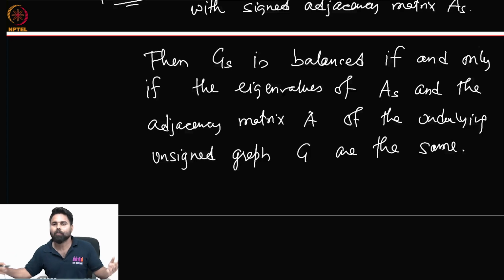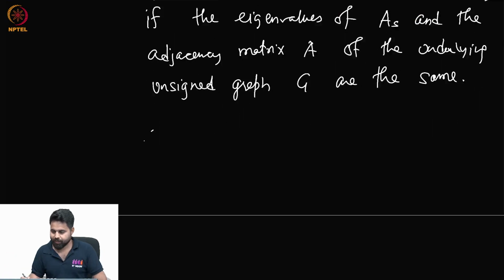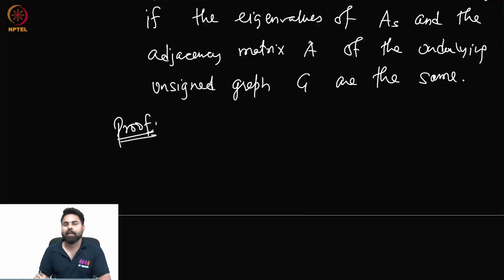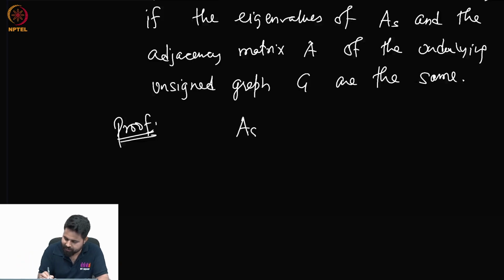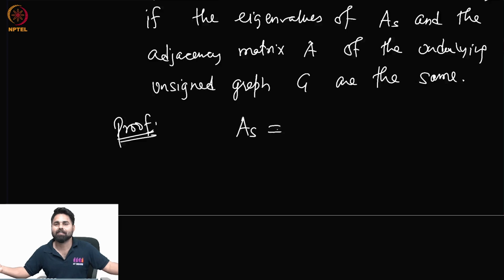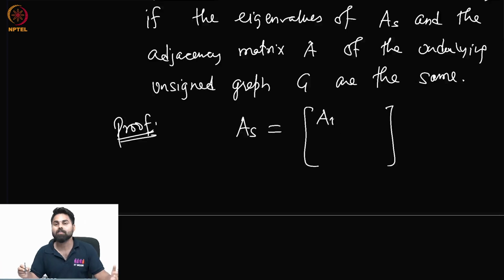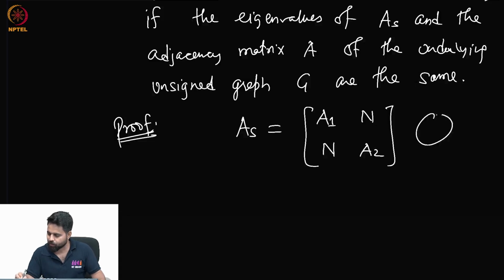Okay, so let us prove it. How to prove this beautiful claim? Now assume that, so we can write the signed adjacency matrix of your signed graph as this, right? Suppose this graph is balanced, so we are assuming that the graph is balanced. Then we will prove that A and AS have the same eigenvalues. So AS you can write as this, A1, A2, and suppose this is some N. These are the negative edges, corresponding to these partitions.